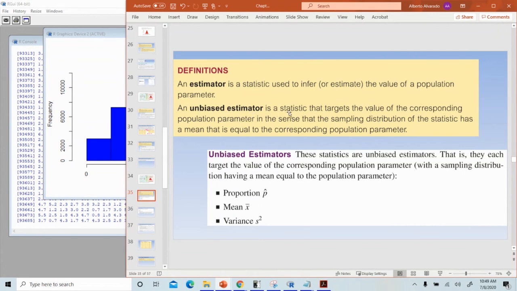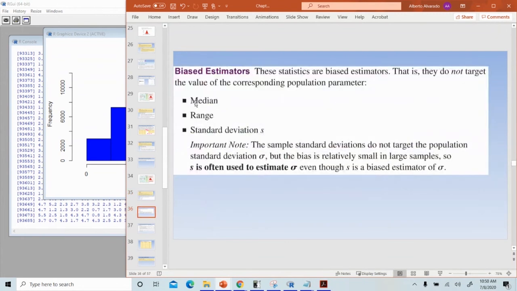Hopefully we have an unbiased estimator, which targets the value that we're going for. So P hat is unbiased, X bar is unbiased, and S squared is unbiased, which are good. Unbiased is a good thing. Biased estimators are the median, the range, and the standard deviation. So sample standard deviations do not target the population standard deviation, but the bias is relatively small in large samples. So S is often used to estimate the population standard deviation, even though S is biased. In large sample sizes, you can overcome the bias of S, but it still has to come from a good random sample.